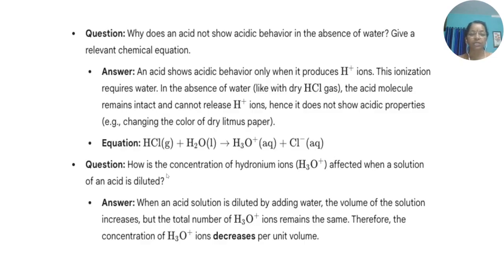Now next question. How is the concentration of hydronium ions affected when a solution of an acid is diluted? See, the concentration of hydronium ions will decrease because we are adding water, which increases the volume. So the concentration of hydronium ions will decrease on adding water, or on dilution.